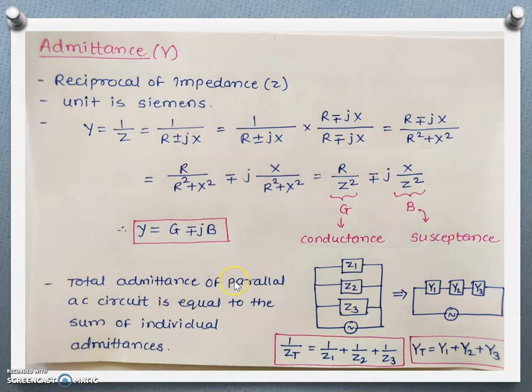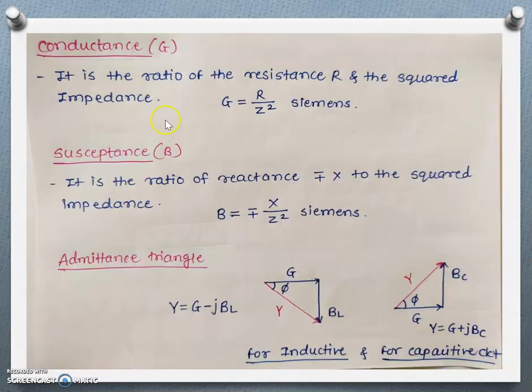The total admittance of a parallel AC circuit is equal to the sum of the individual admittances. If Z1, Z2, Z3 are in parallel, then the equivalent impedance will be 1 upon Zt equals 1 upon Z1 plus 1 upon Z2 plus 1 upon Z3. It can be equivalently written as Y1, Y2 and Y3 combination. So Yt, the total admittance, equals Y1 plus Y2 plus Y3.